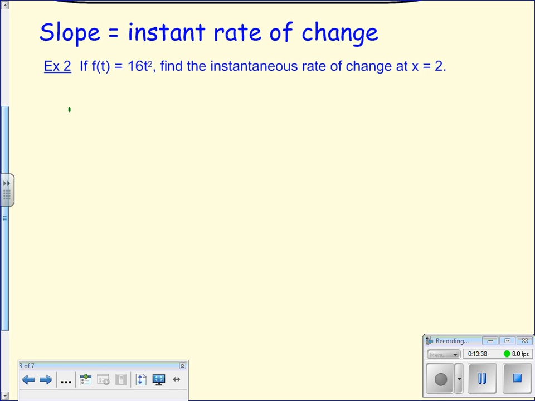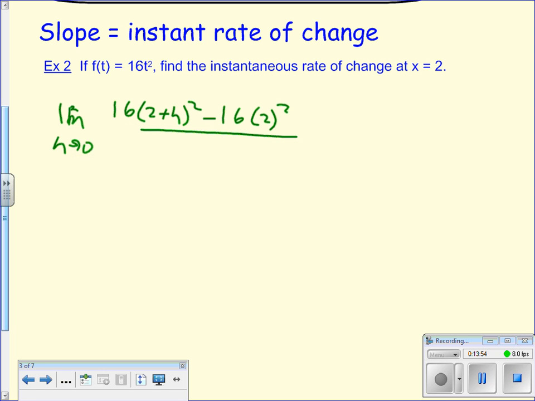So we want to take the limit as h approaches 0 of 16 times 2 plus h squared minus 16 times 2 squared over h. Everybody loosen up a little bit, because here's when the fun starts. Here's your algebra skills coming in handy.